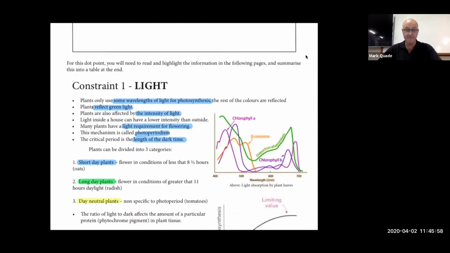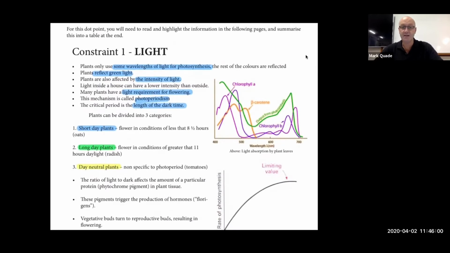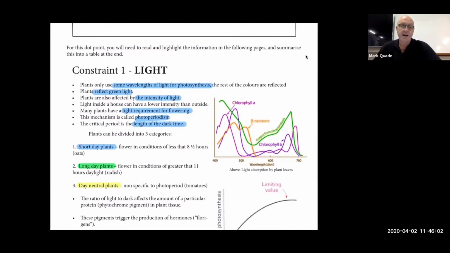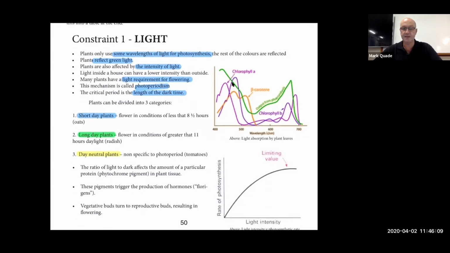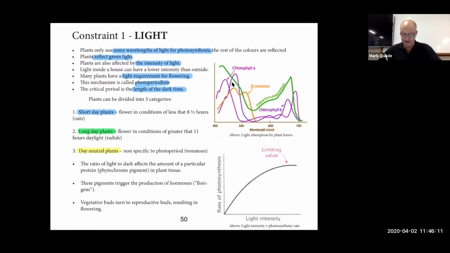Okay, so the very first one is light. So plants use light for photosynthesis. We've got a little graph down the bottom, and we can see that this curve flattens off, okay? Basically, it gets to a point where photosynthesis doesn't increase when we increase the light that's available. Okay, so the curve flattens off.